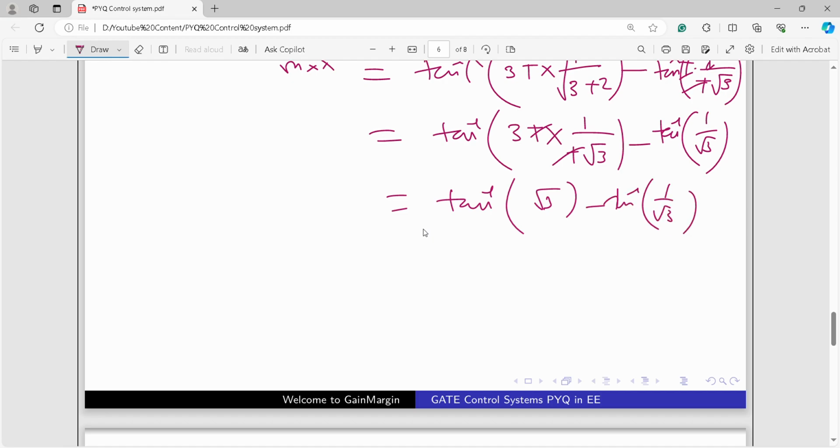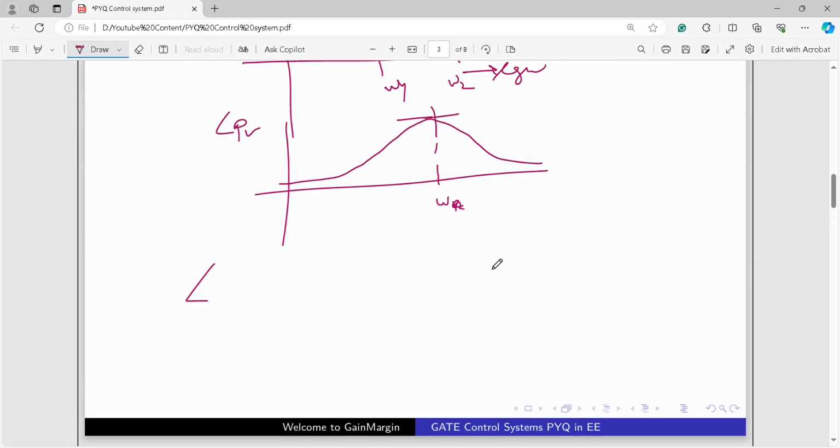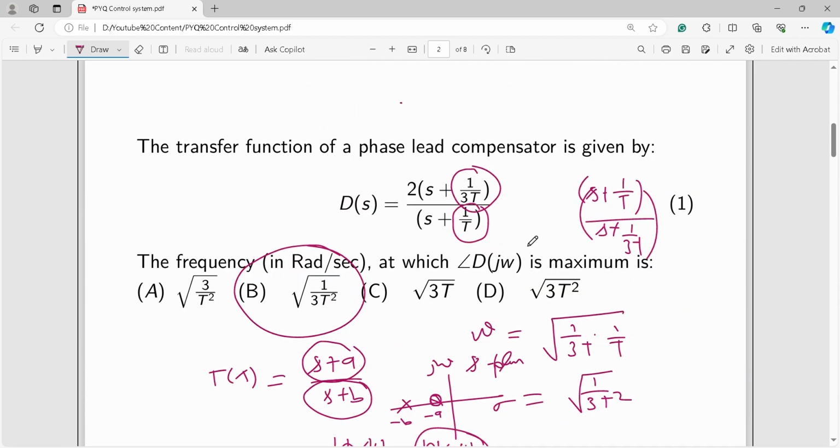As we know, tan inverse root 3 is 60 degree, minus 30 degree. Okay, so the maximum phase should be 30 degree. One more thing we can understand here: in our question, regardless of whatever t value is coming, it is independent of t. So if you frame the question and find out the maximum value of the phase angle also, it does not depend upon t.